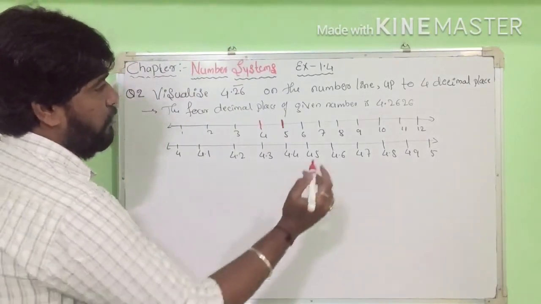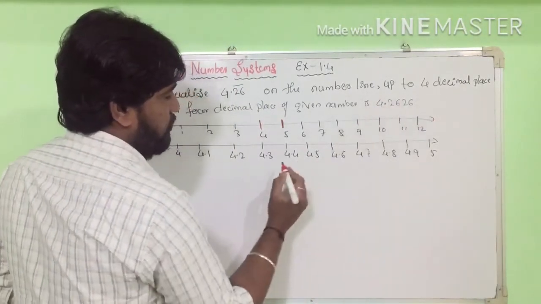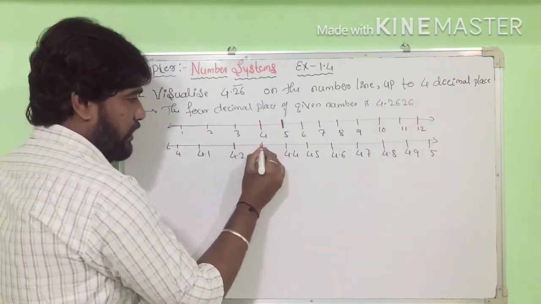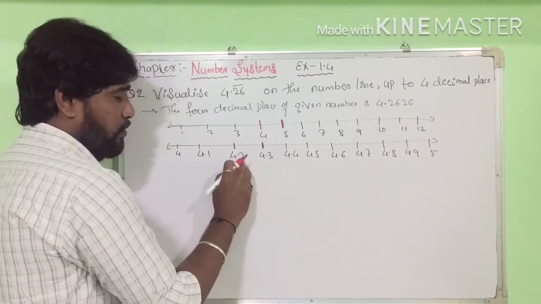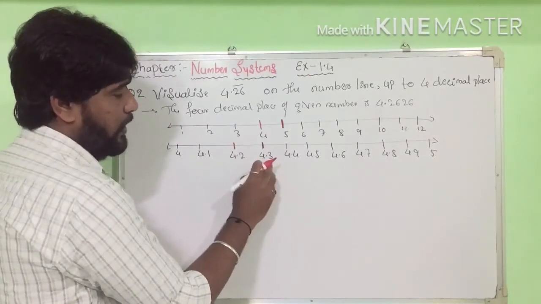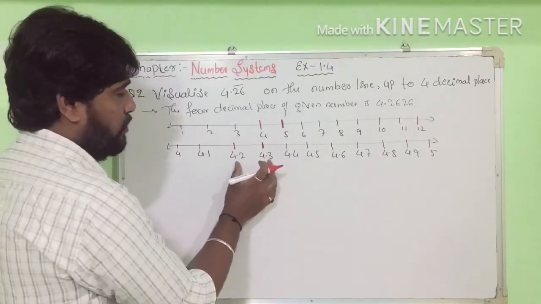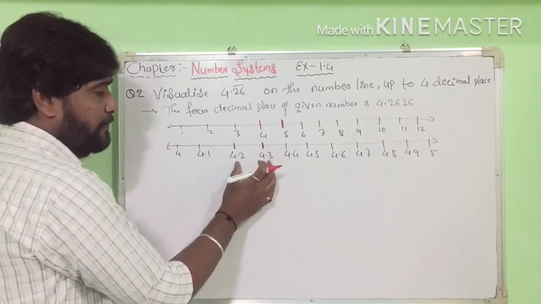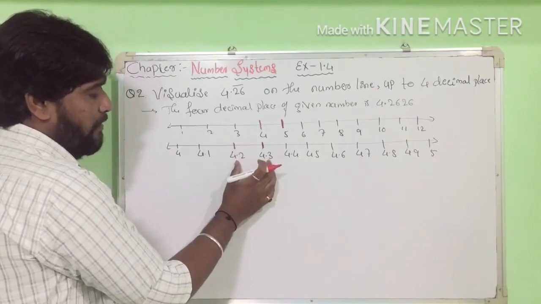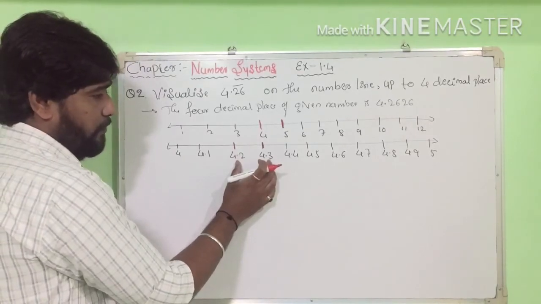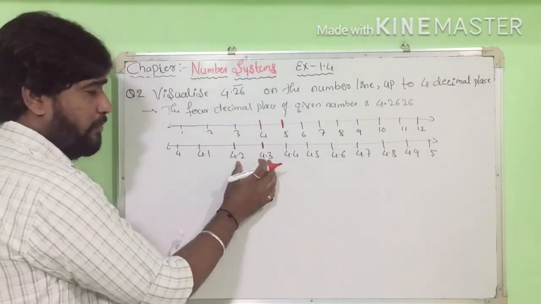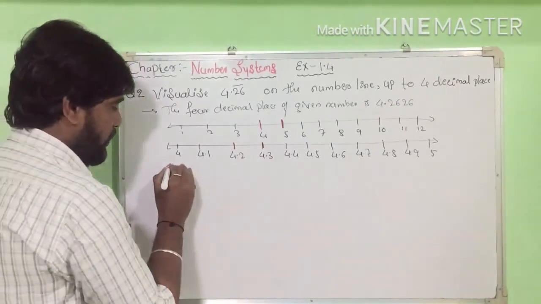So now 4.26 lies in the interval between 4.2 and 4.3, right? So the number lies between 4.2 and 4.3. So divide 4.2 to 4.3 into 10 equal parts and magnify it. So I will make here.